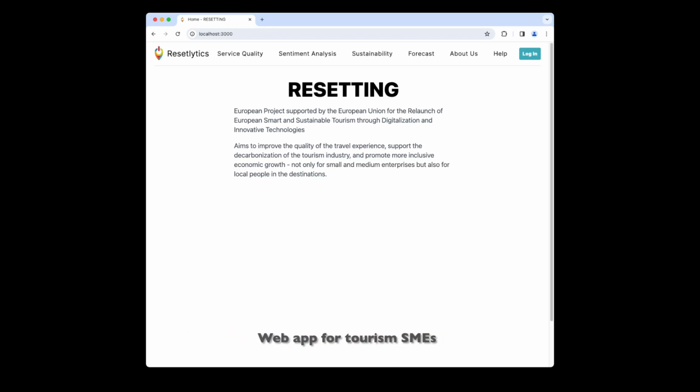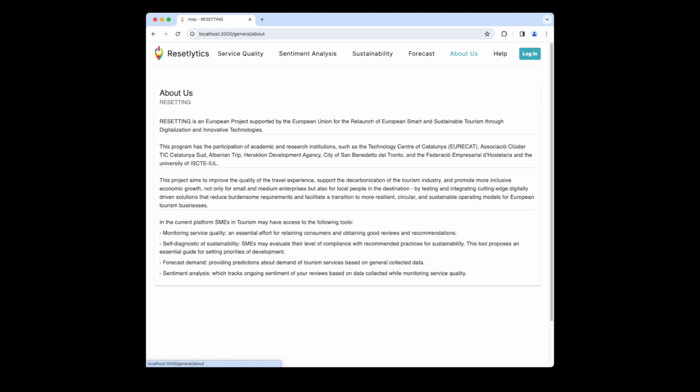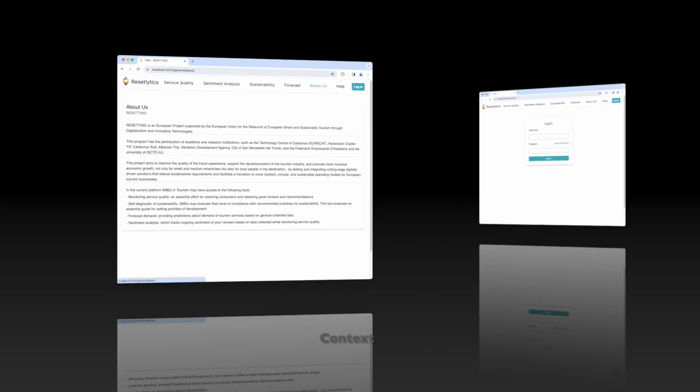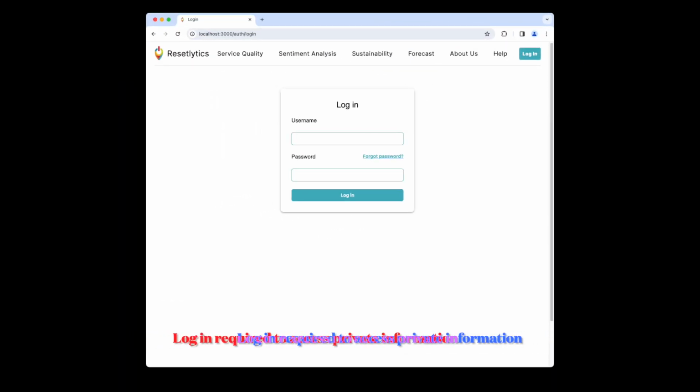Here you have the presentation of the resetting. The respondent will have various sections. The first one is the About Us, which tells about the objectives of the project and what are the main outputs of it, the main tools that users can rely on. The next step is that they create their user account and a password.